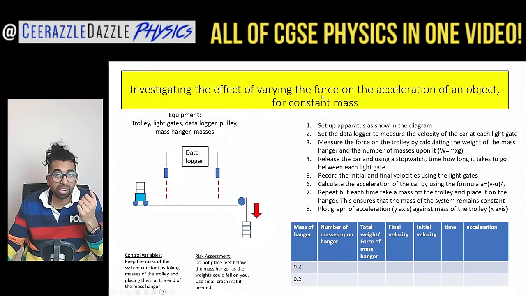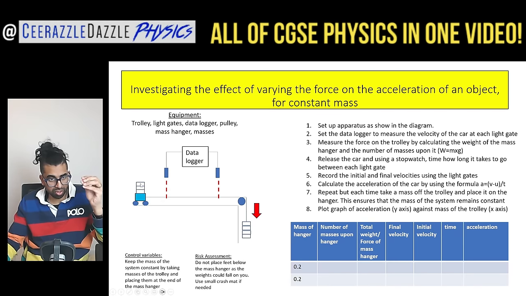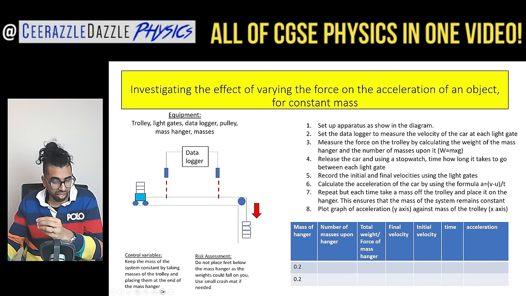Investigating the effect of varying the force on the acceleration of an object for constant mass. Okay, so this is quite a tricky experiment, but I'll walk you through it. Over here we have a trolley, and it has a piece of string attached to it, and it's hanging off the edge of a table on a pulley, and it's attached to some masses at the bottom over here. So what we're going to do is take masses from the top of the car and place them at the end over here, and we're going to see how it accelerates through here.